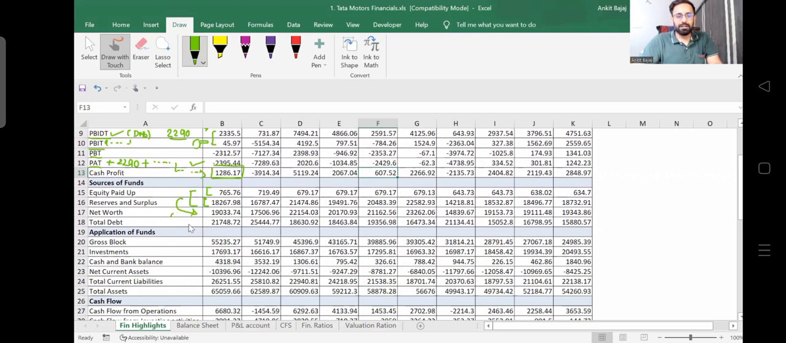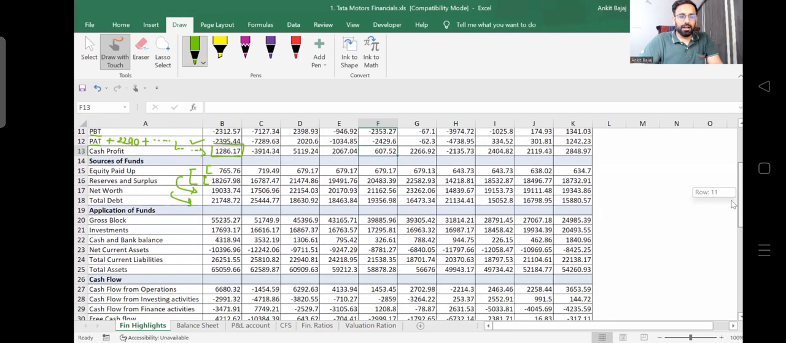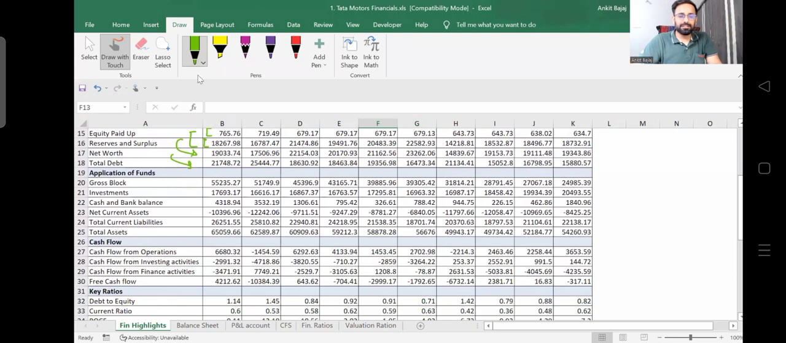And the company has total debt of how much? 21,748 crore. Now they have given details of assets, that is, application of funds. So gross asset of the company is how much? 55,235. They have made investments, and they have cash and bank balance. Net current assets is given. How have they calculated net current assets? Current assets minus current liabilities. Total current liability is given here. Then further, total asset value is here.